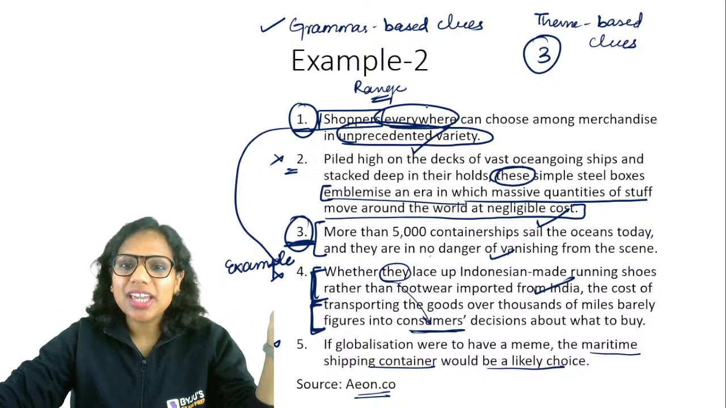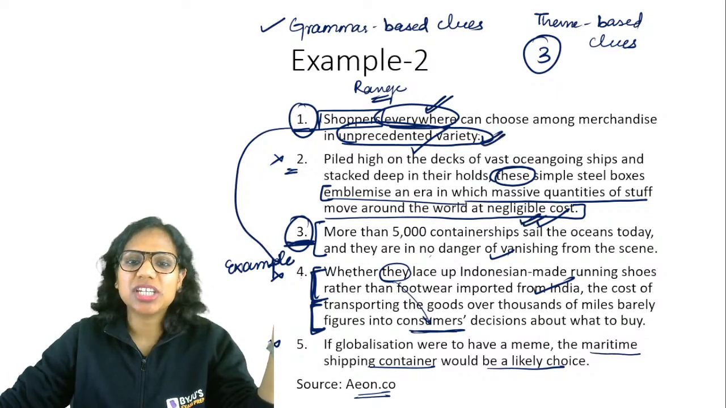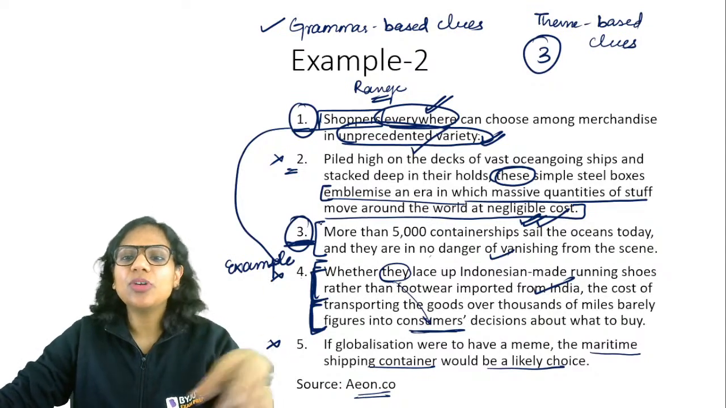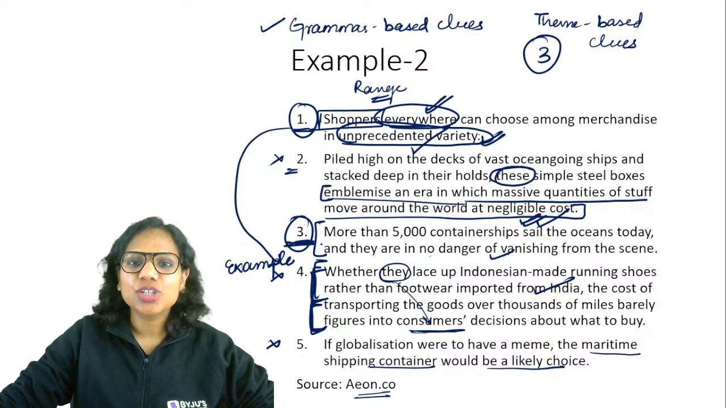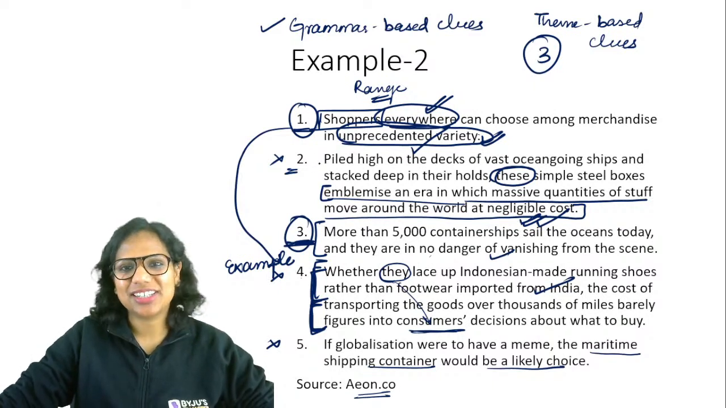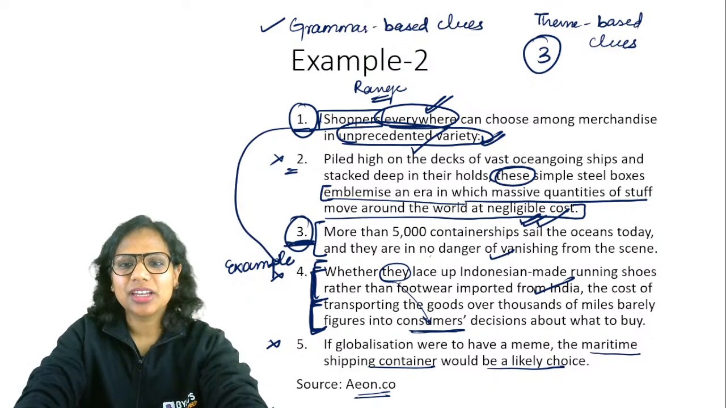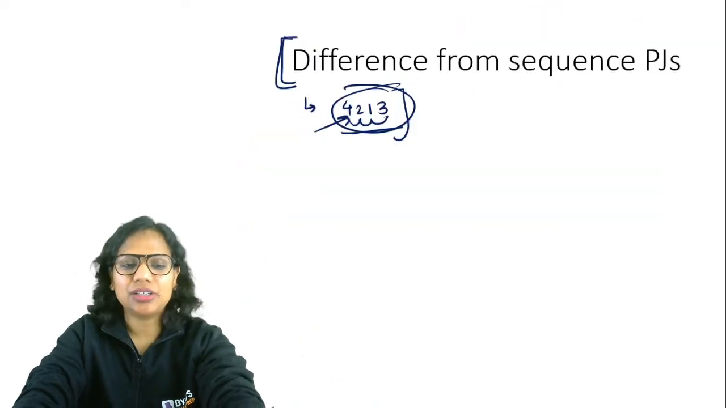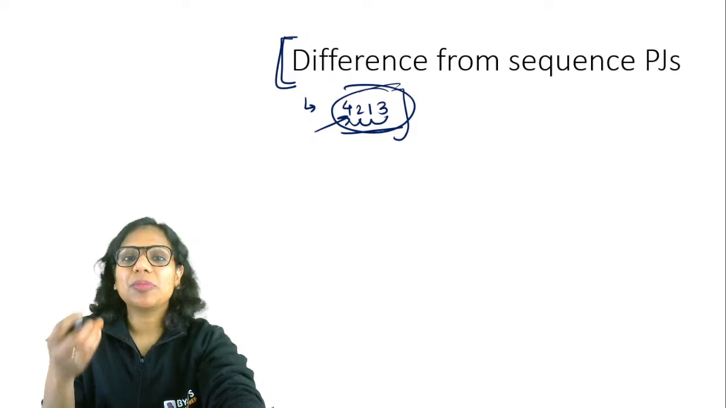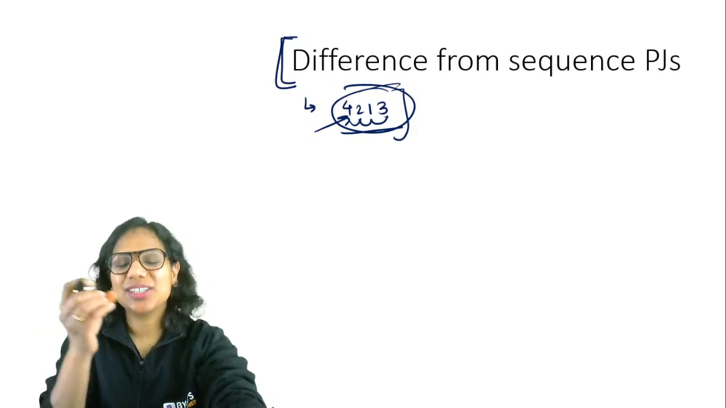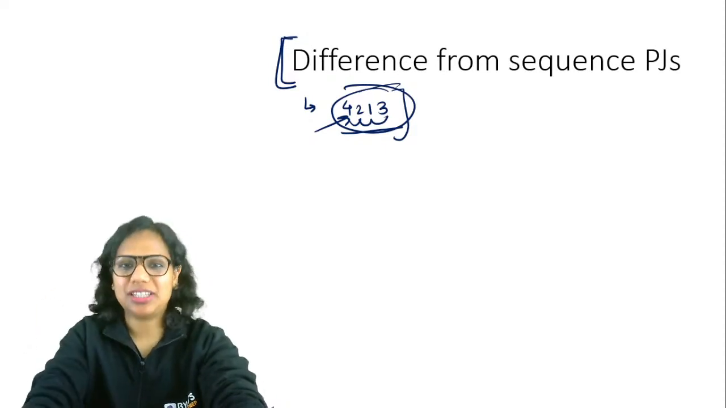So that's why I encircle these things everywhere: unprecedented variety, negligible cost. 4 covers all these 3 things, whereas 3 is just talking about how many containers are sailing across the ocean. Right? So it's not related to the immediate discussion. We might relate some other sentence, but we have to see what is thematically, grammatically, and logically the most related. That's how we eliminate.